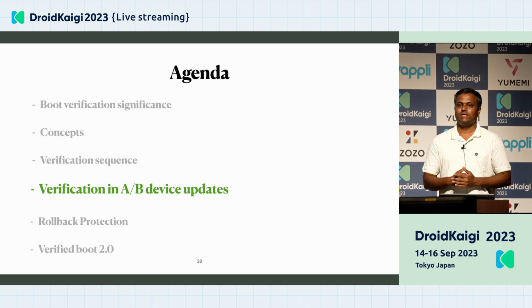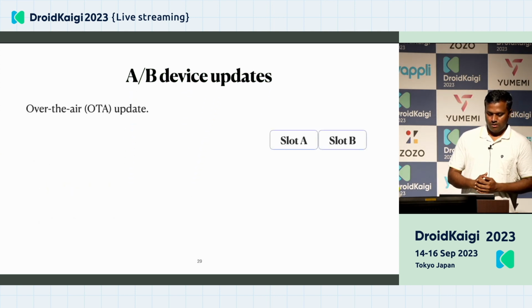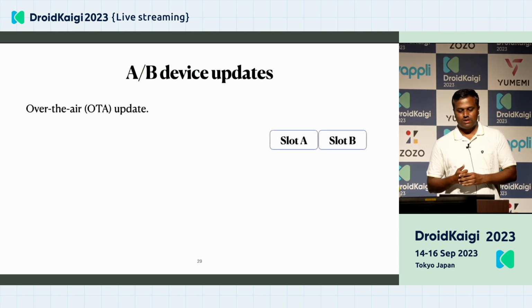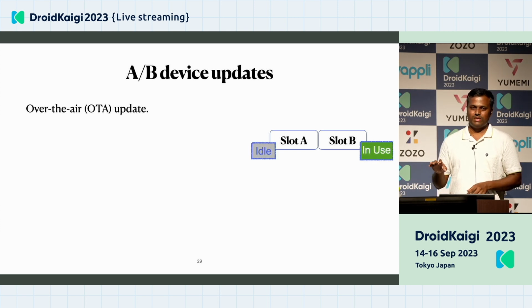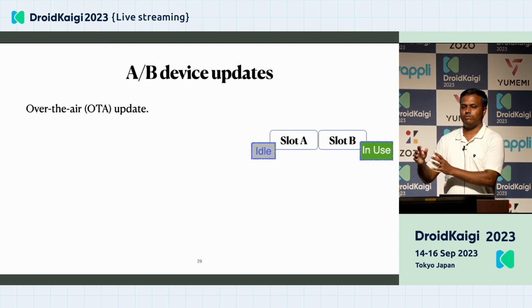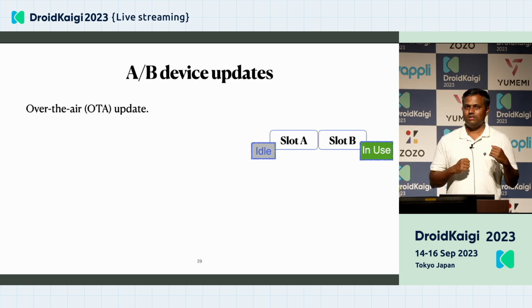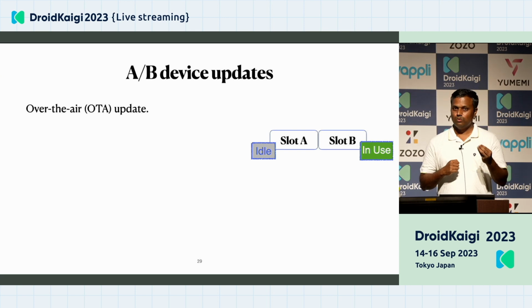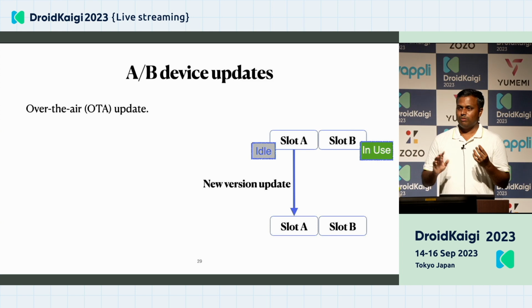Next is verification in A/B device updates, that's over the air update. So OTA, that is over the air update, can happen while the user is using the device. There are multiple slots on the device, let's say slot A and slot B, and slot B is in use, that means the user is using an Android device with the OS image stored on slot B. At that time, slot A is the idle one, and if we need to install a new OS image, then it will be installed in slot A, and slot B is unaffected.